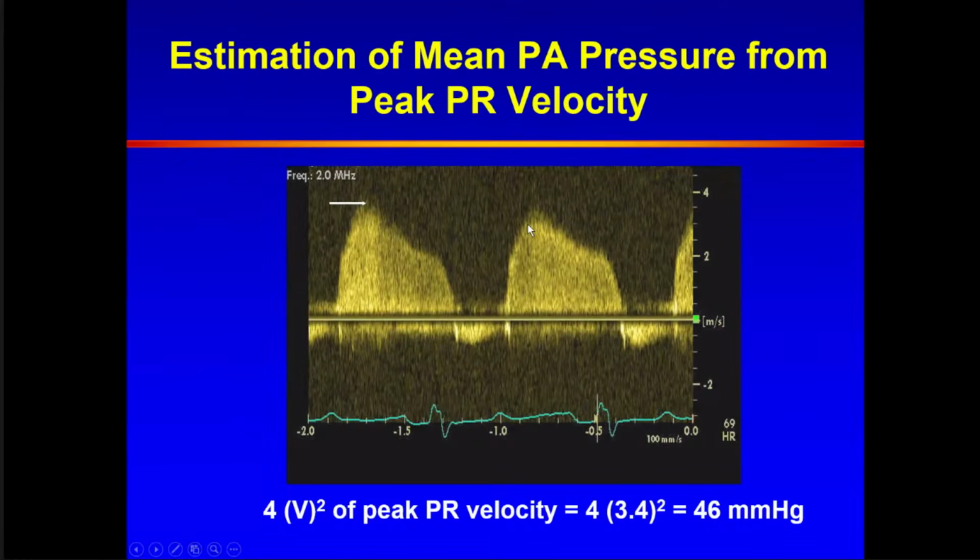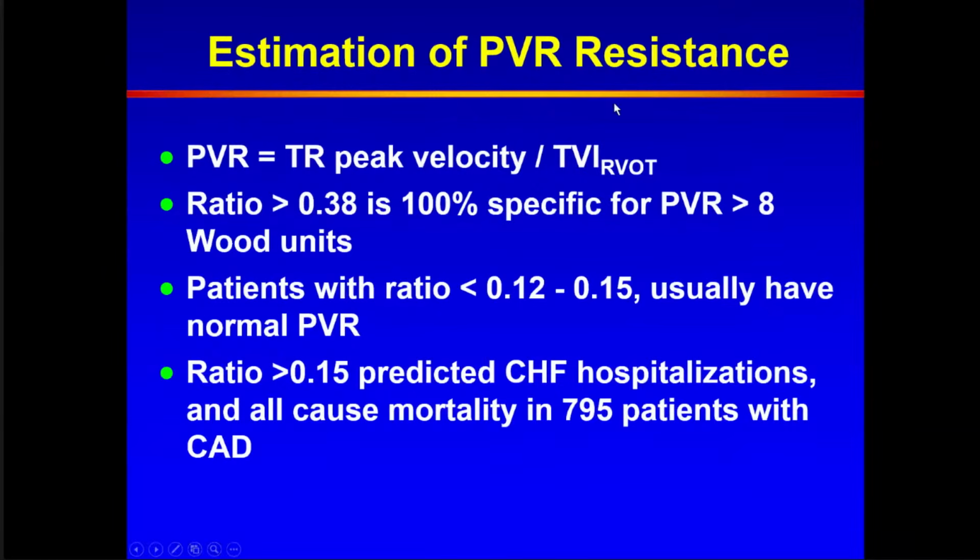That's the example showing you a markedly elevated mean PA pressure based on the peak pulmonary regurgitation velocity. If you do not have a TR jet, you have a PR jet, please look at it and try to estimate the mean and diastolic pressures. So we talked about pressures. How about resistance? The resistance ideally is measured most reliably by the right heart cath.